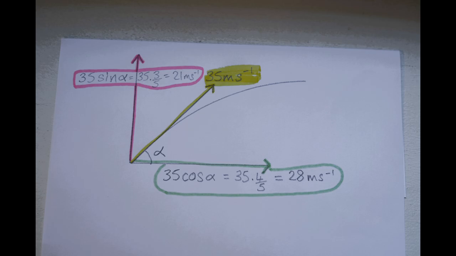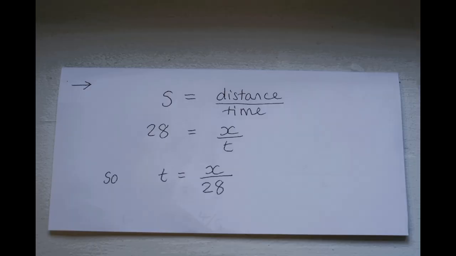Consider the horizontal component of motion, where there is no acceleration because gravity is vertical and we're ignoring air resistance. So considering all of that, we need to use the equation speed equals distance over time. In the question, the distance for the horizontal motion is x, so let's put that in. We can then also put the resolved component of the velocity in as speed. So rearranging that gives t equals x over 28.